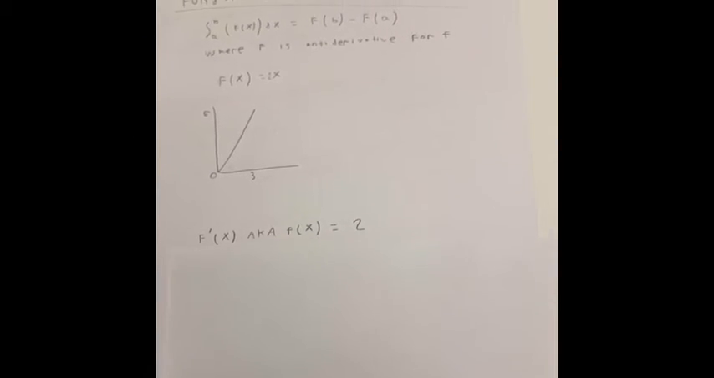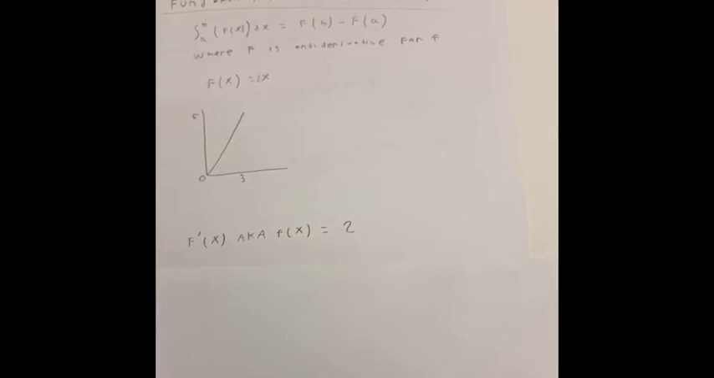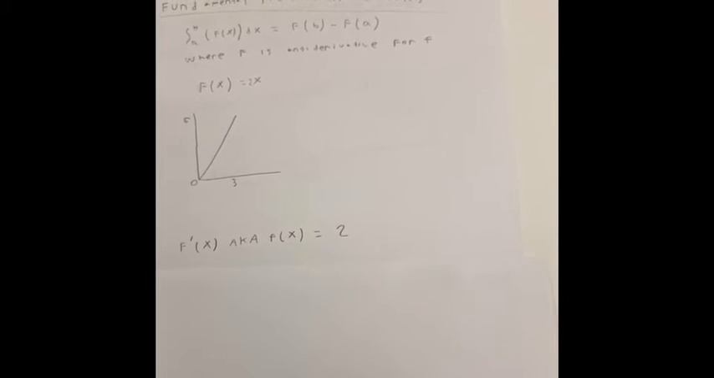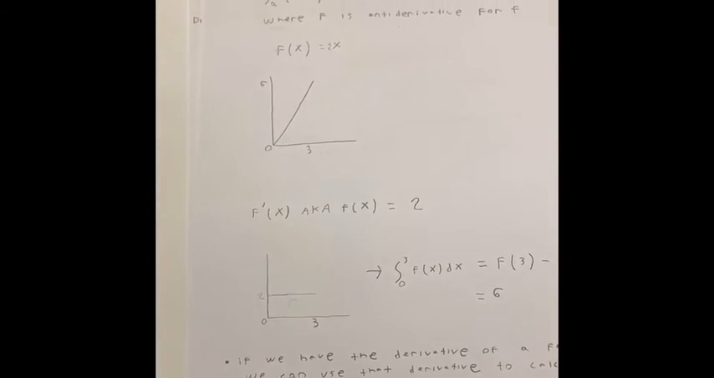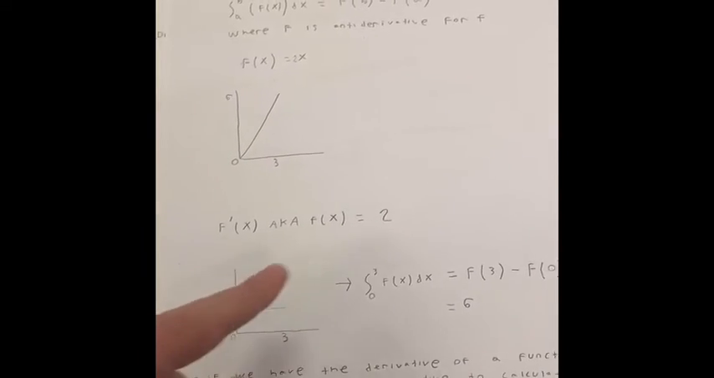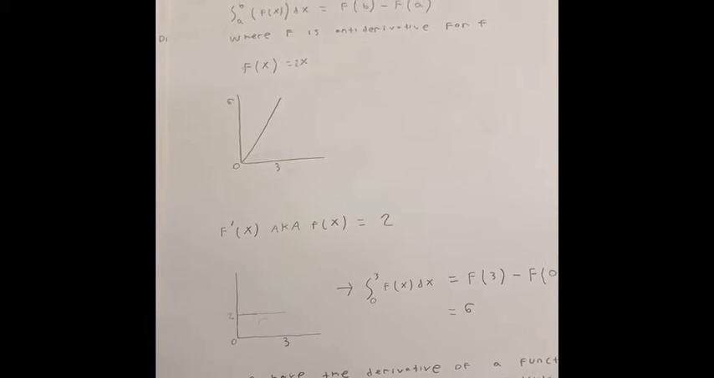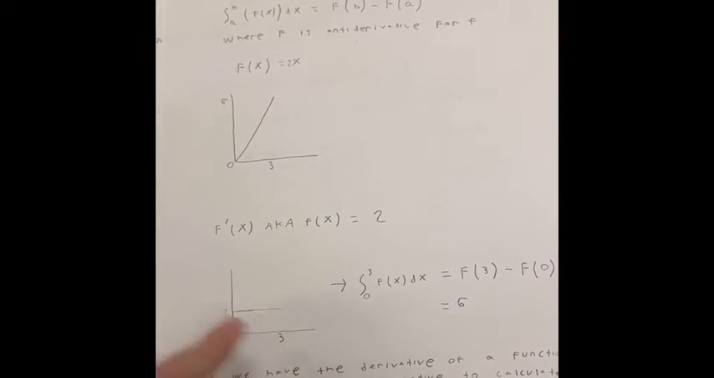So now we have F prime of x, aka lowercase f of x, which we learned in the fundamental theorem of calculus, where uppercase F of x is an antiderivative for lowercase f. So therefore, lowercase f of x is a derivative for uppercase F of x. So let's look at this graph here. We have the derivative of this uppercase F of x pictured here in this lowercase f of x. So it's just 2. And as you can see, we're going for 3 x's.